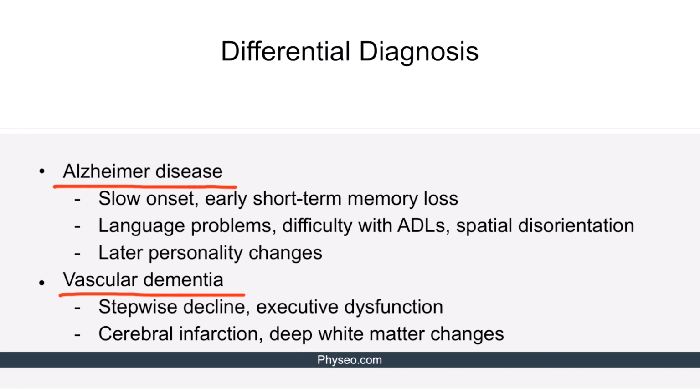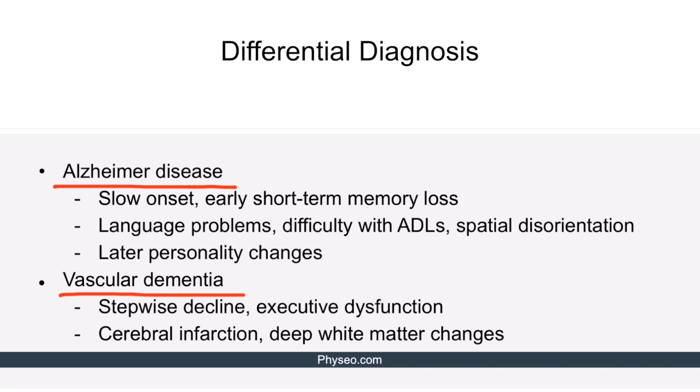Usually, vascular dementia develops in people with risk factors for vascular disease, such as hypertension, hyperlipidemia, diabetes, and smoking. In question scenarios, the typical presentation is dementia in an elderly patient with the risk factors mentioned above, in addition to cerebral infarction and deep white matter changes on imaging.